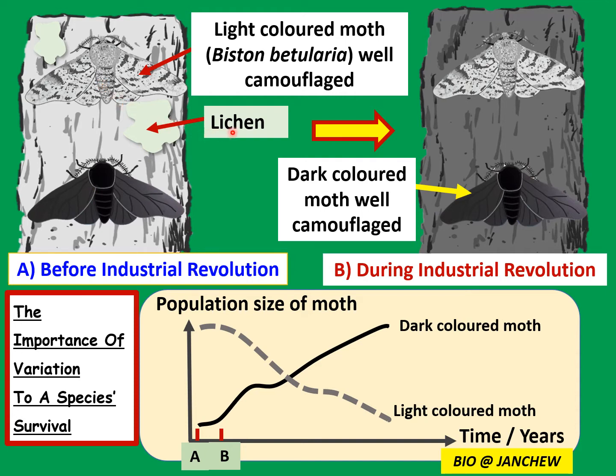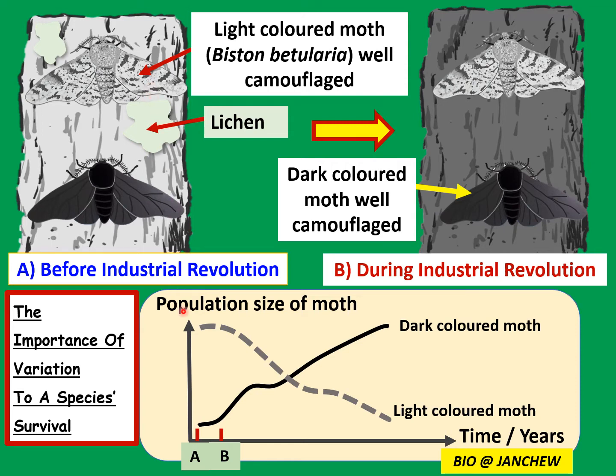Furthermore, there is lichen growing on the trees. Sometimes this word is pronounced one way, sometimes another. So lichen growing on the trees was also very light-colored. The lichen is made up of algae and fungus that grow together in a mutualistic relationship. We have studied that in Form 4. So this lichen is also a light green color, very light, and it matched the color of the moth. So this helped the light-colored moth to remain hidden from the predators.